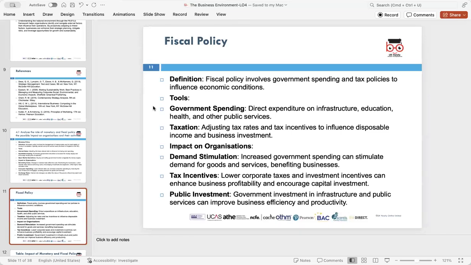Public investment in infrastructure and public services can improve businesses' efficiency and productivity. For example, investment in transportation infrastructure can reduce logistics costs and improve supply chain efficiency. Investment in education and healthcare can enhance workforce productivity by improving skills and health outcomes.